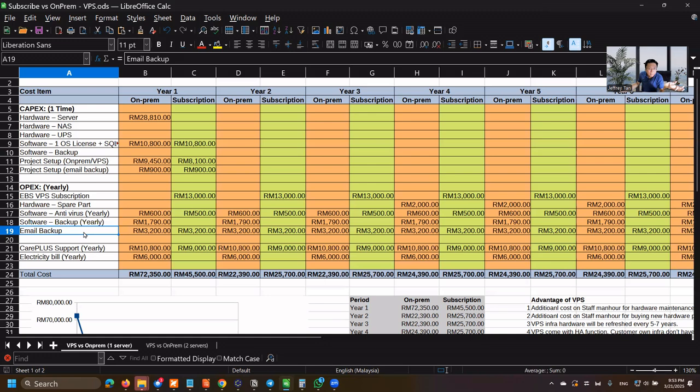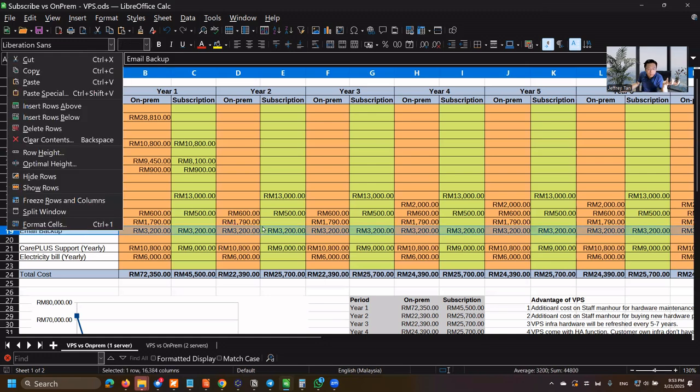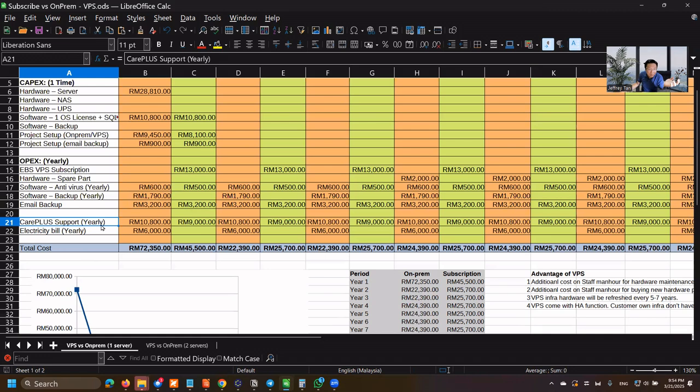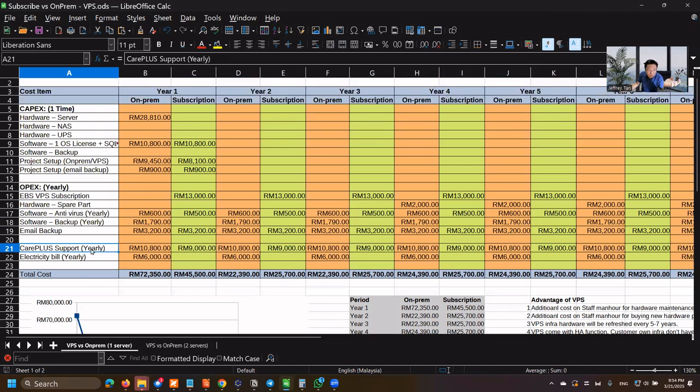This one, you can actually ignore this line because it is just for my customer; for this project we include it, but both are the same, so don't worry about it. The next one is the support. This means we provide IT support, we call it Care Plus. The IT support, both sides are roughly the same. For the cloud server, slightly lower, for the same reason, because there's no hardware to support.